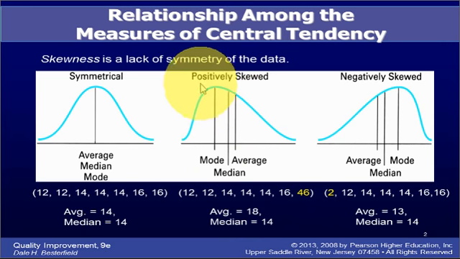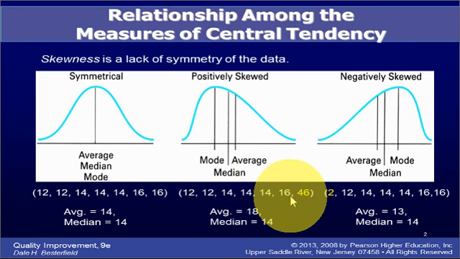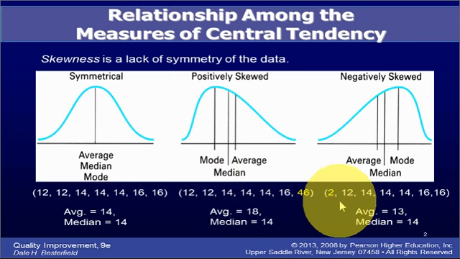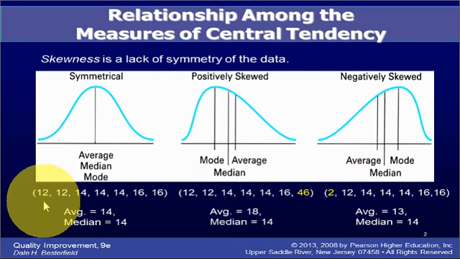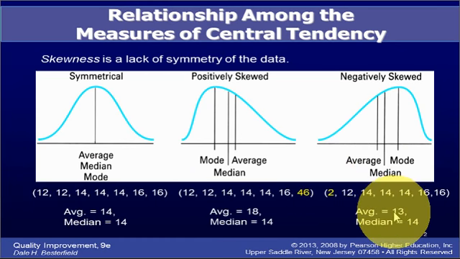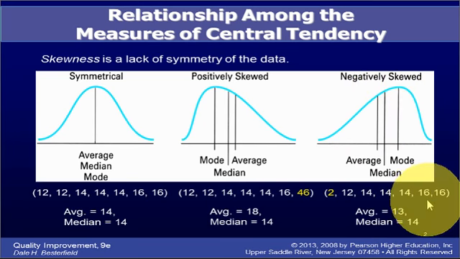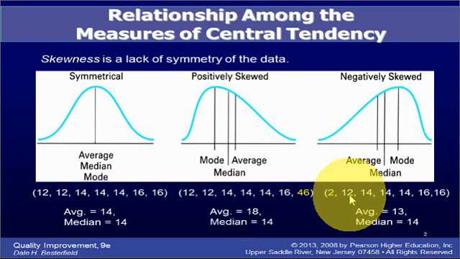You can see that the distribution is heavier below the median, below the 14, because you have more 12s than 16s now. And in this case, if we go extreme the other way and change the 12 into a 2, then the average becomes 13, which is below the median, and the graph becomes negatively skewed because you have more 16s than 12s now.